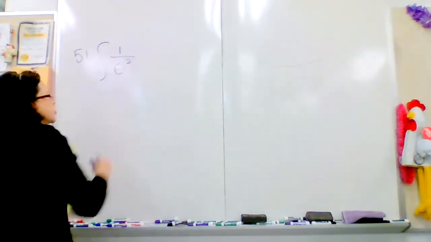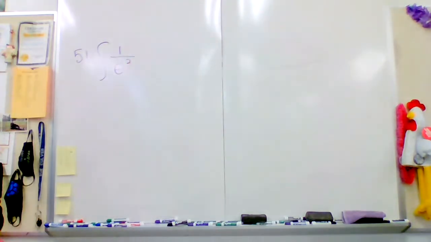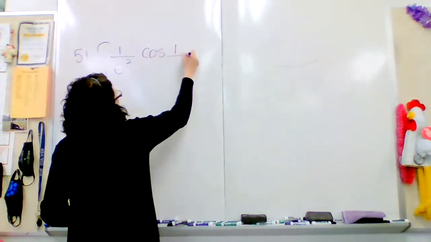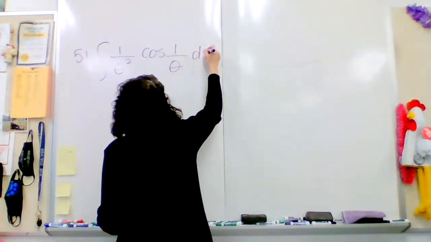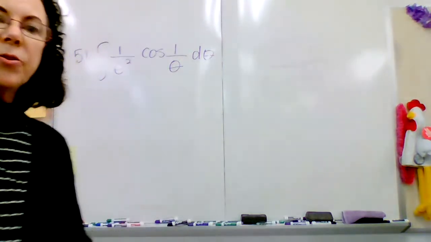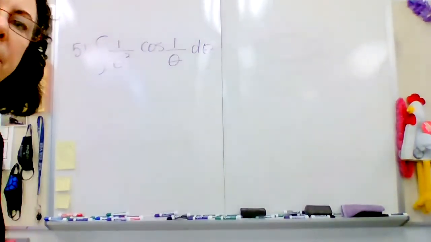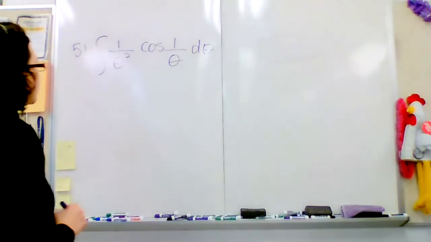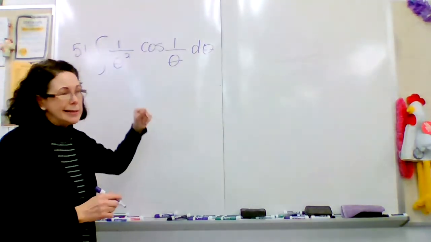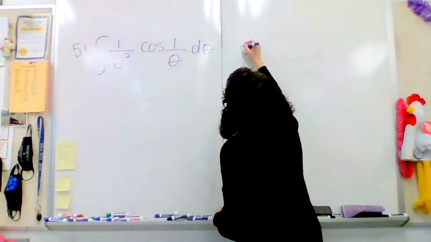If the theta bothers you, call it an x, right? Cosine of 1 over theta d theta. Again, you could replace everything with x's if that's really bothering you. I see I have quite a glare on my board, but you're probably used to that. Okay, I do see an inside function, so I'm not going to worry. I think this is all going to work out, right?